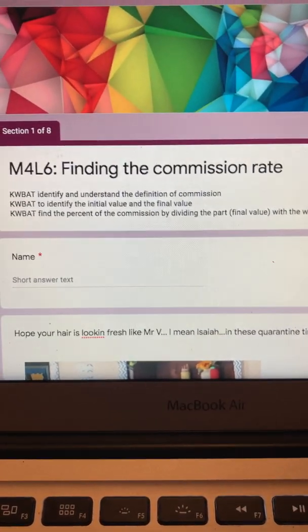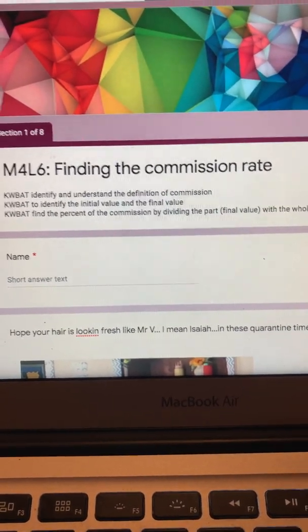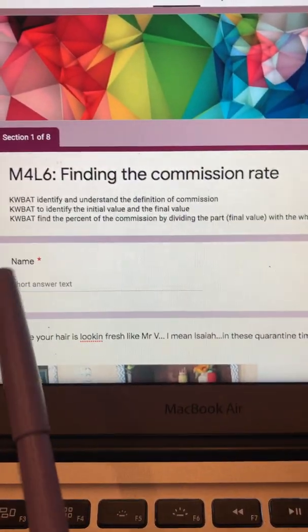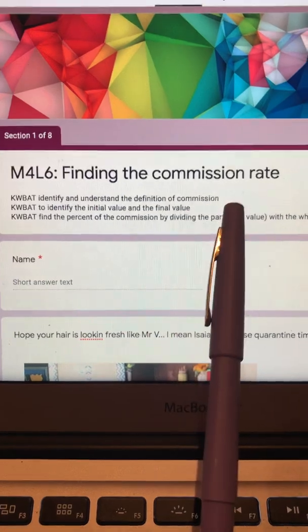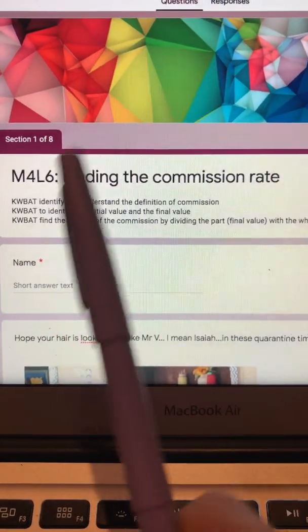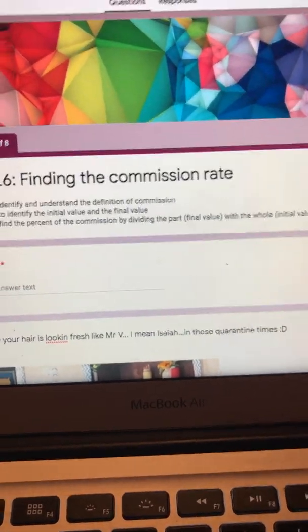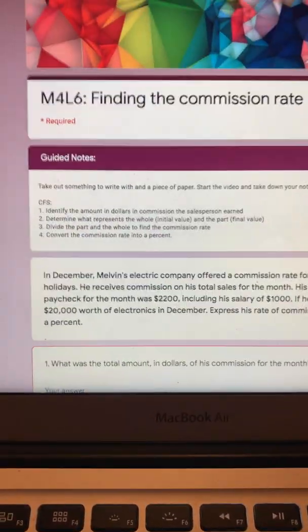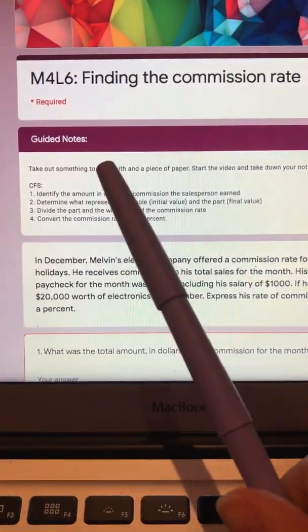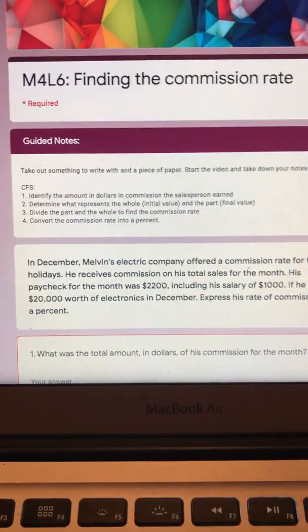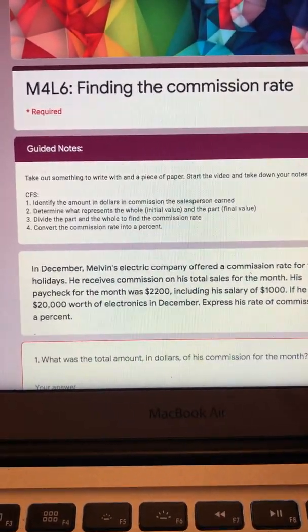This is a skill that we have been doing for yesterday and for the last few months, so you should be pretty set on this. And we're going to again find the percent of the commission by dividing the part with the whole. So what I need you to do is you should have something to write with and a piece of paper, and we're going to start.